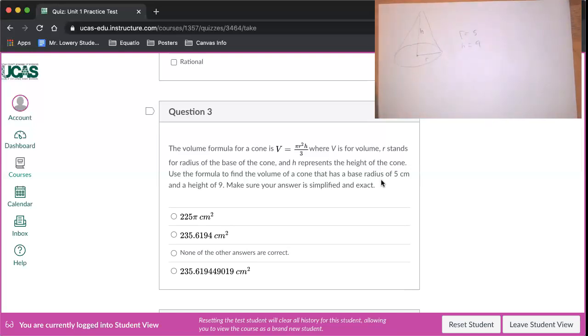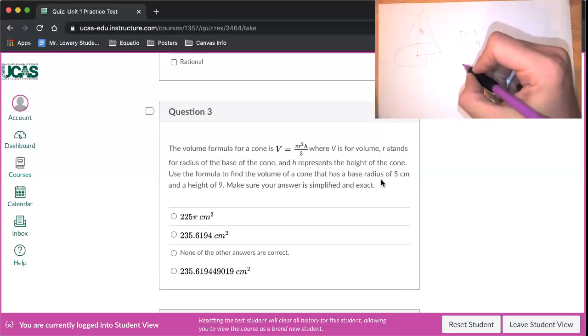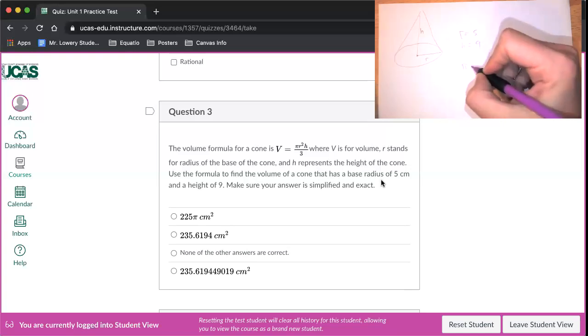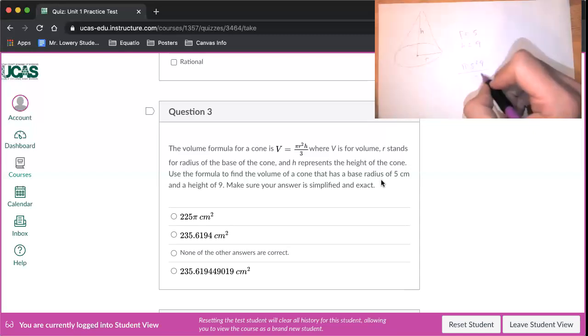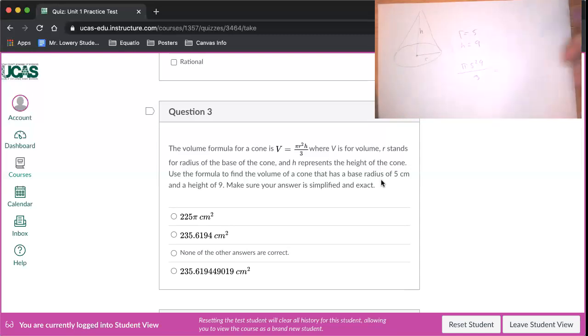Okay, all we're going to do is plug that into the formula. So I have pi times 5 squared times 9 over 3. And the trick here is that we want to simplify as much as possible, but we don't want to turn our fraction into a decimal, and we don't want to use a decimal for pi either. So let's just simplify, okay?